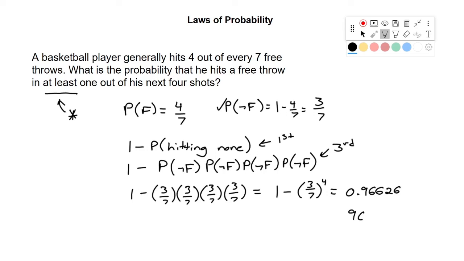There is a 96.63% chance that if you're a free throw shooter who hits 4 out of every 7, if you have 4 tries, you're going to hit at least one of those shots. Now remember, by doing this 4 times, we're considering this probability includes the situation where you hit 1 out of 4 shots, 2 out of 4, 3 out of 4, or all 4 out of 4 shots. We're just removing the one case right here where you miss every shot.